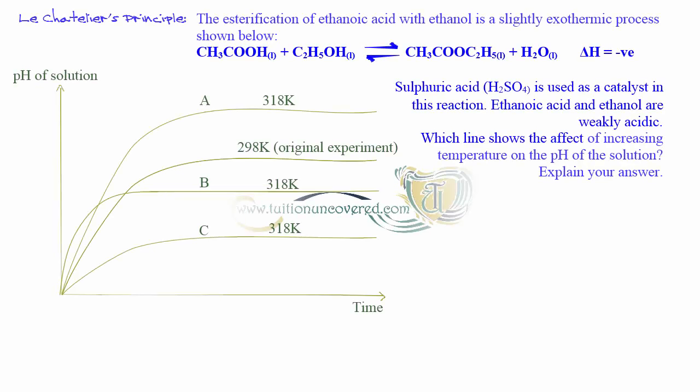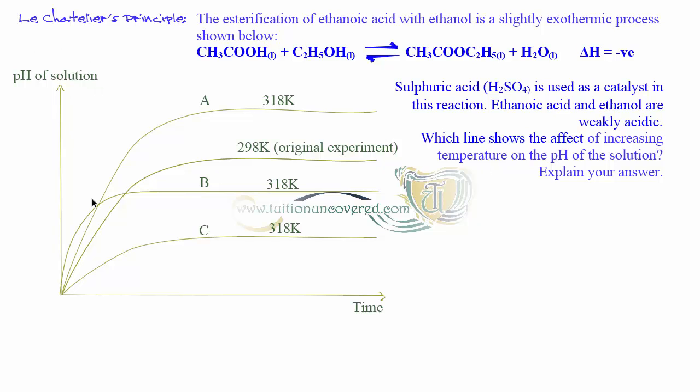So, the esterification of ethanoic acid and ethanol is a slightly exothermic process shown below. Ethanoic acid, ethanol becoming ethyl ethanoate and water. It's a reversible reaction. The delta H is slightly negative. It's a slightly exothermic process. Sulfuric acid is used as a catalyst in this reaction. Both the ethanoic acid and ethanol are weakly acidic, so these two reactants are weakly acidic. Which line shows the effect of increasing the temperature on the pH of the solution?